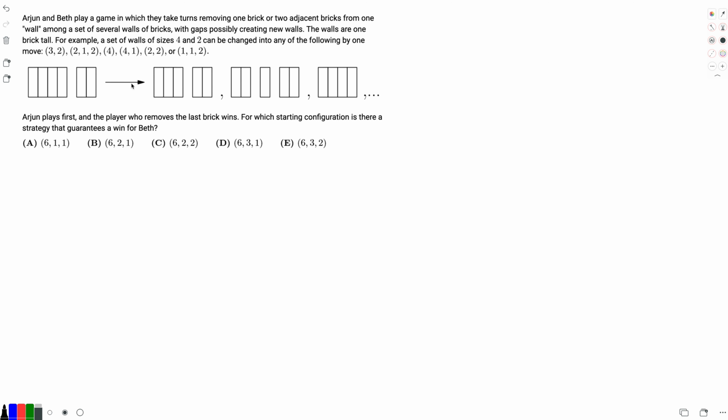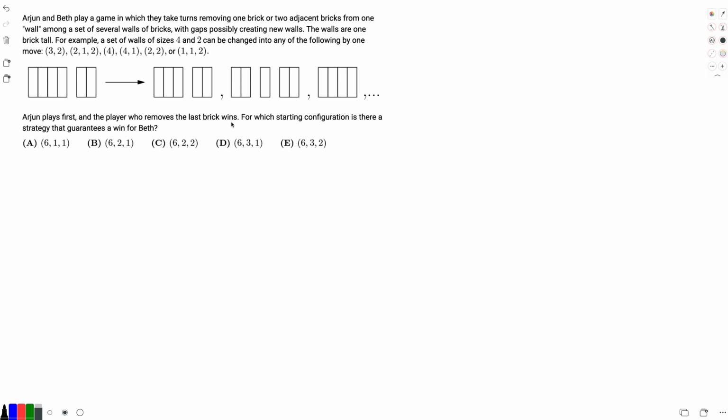Alright, and then how about 4? To get to 4, we simply remove these 2 bricks. For 2, 1, 2, we simply remove this brick. For 2, 2, 2, we simply remove this brick, and then for 1, 1, 2, we simply remove the middle 2 adjacent bricks. Arjun plays first, and the player who removes the last brick wins. For which starting configuration is there a strategy that guarantees a win for Beth?